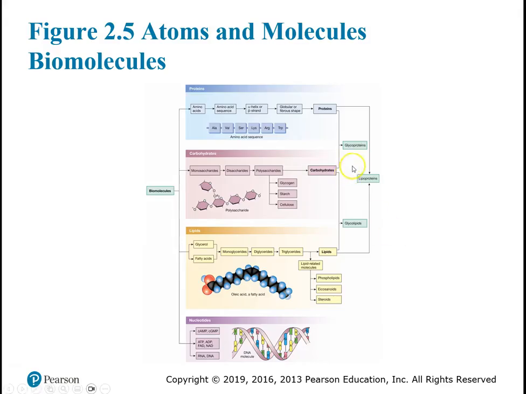So here is an example of these different classes of biomolecules that we have and the different combinations that we can get. Proteins are a series of amino acids linked together. Carbohydrates are made of monosaccharides. If we combine two monosaccharides together, we have a disaccharide, and anything with two or more monosaccharides linked together is a polysaccharide. That's where we get into what are commonly referred to as complex carbs.